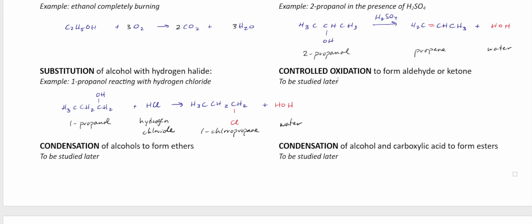You can also take alcohols and involve them in controlled oxidations to form aldehydes and ketones. You can condense alcohols to form ethers, and you can condense an alcohol and a carboxylic acid to form an ester. Thanks for watching.